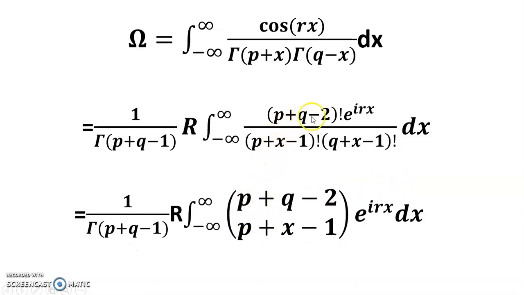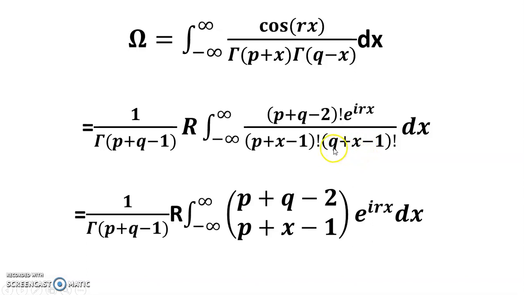Next calculation: this formula can be written as a binomial coefficient. So I just write it as a binomial coefficient. What is a binomial coefficient? nCr is equal to n factorial divided by r factorial times n minus r factorial. I use this property here. P plus q minus 2 choose r, r factorial is p plus x minus 1 factorial, and p plus q minus 2 minus p plus minus x plus 1.